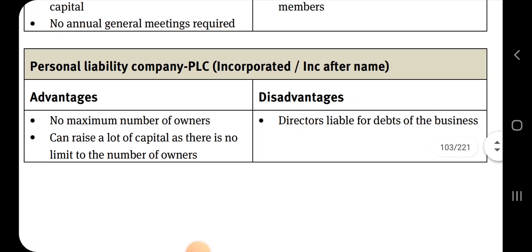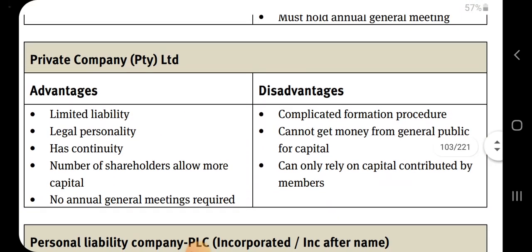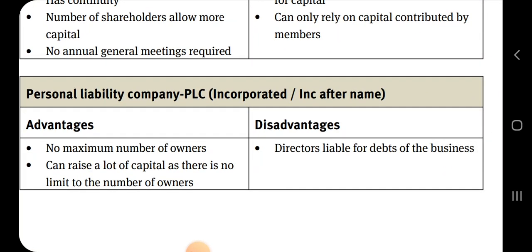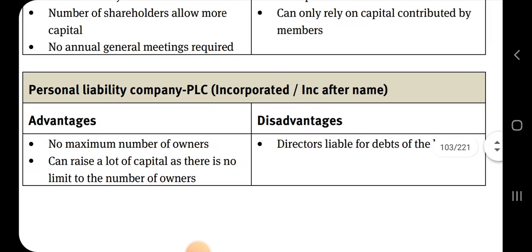So a personal liability company, the advantages are that there's no maximum number of owners. You can have as many owners as you want, and it can raise a lot of capital as there is no limit to the number of owners. Directors are liable for the debts of the business.